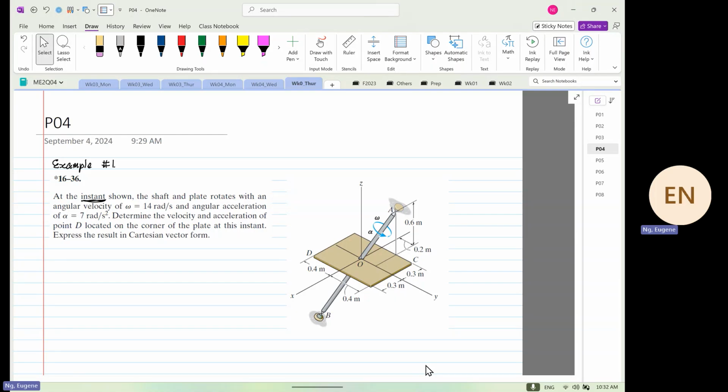So now we are going to solve this problem. And this problem states: highlight the word "at the instant." Okay, so what does the instant mean? Instant means at this moment, when you see the structure at this orientation.